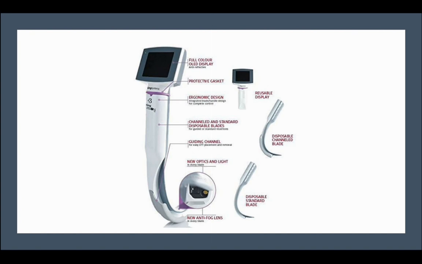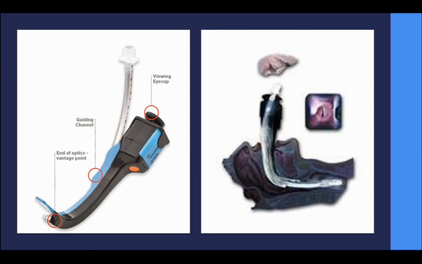So a channeled device like the King Vision here does not take a regular stylet. You insert the tube into a channel. All of the talent is in positioning the blade in the right position, and then you just shoot the tube through the channel, essentially. Another one that you'll see is an AirTrack.